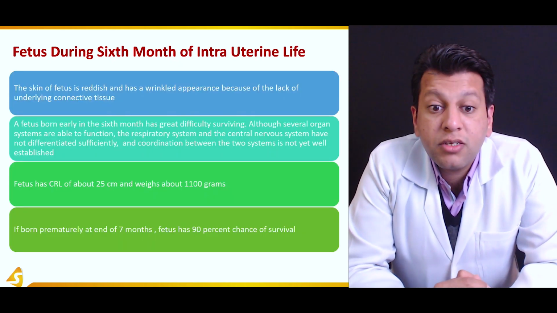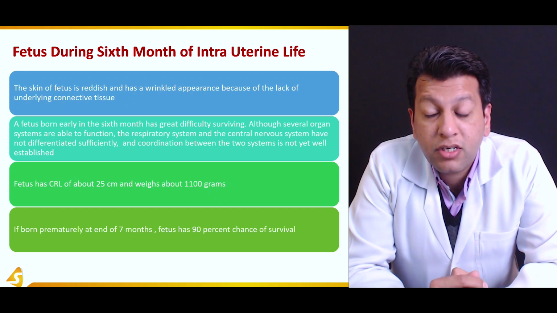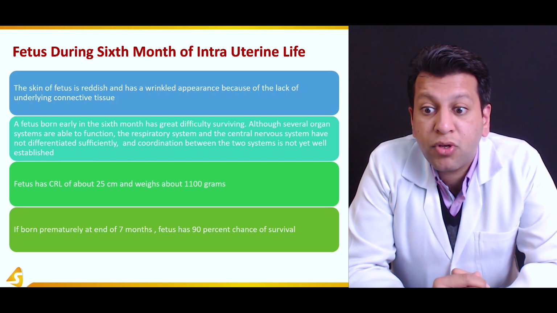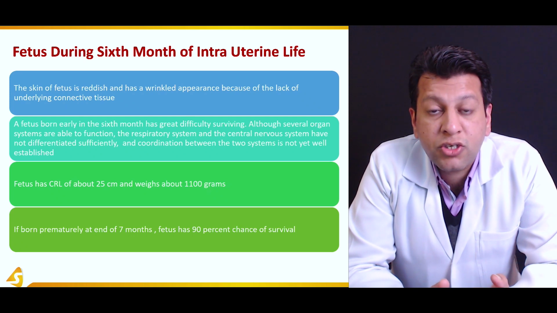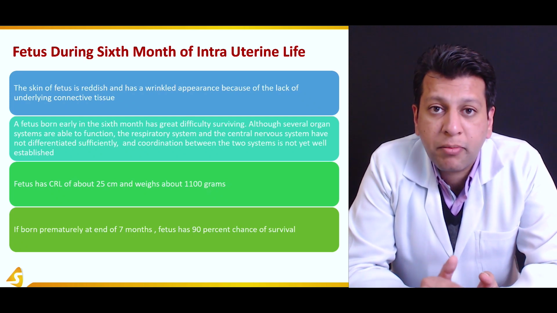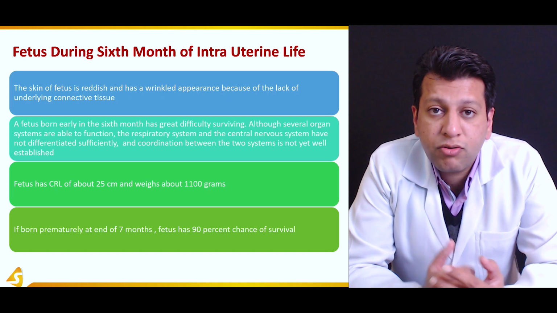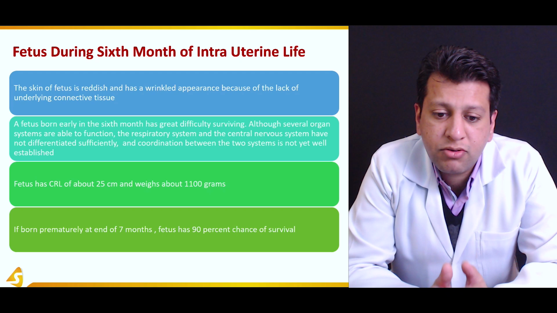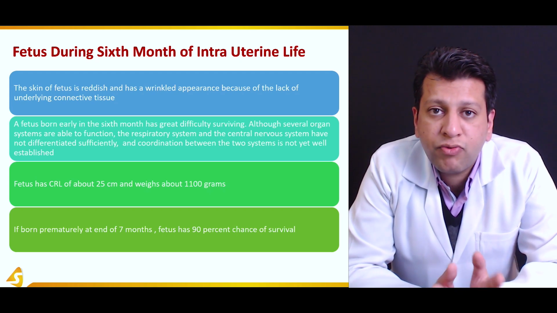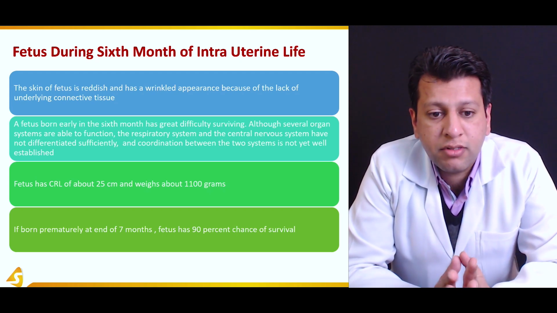So, what are the changes which occur during the 6 months of intrauterine life? The skin of the fetus is reddish and has a wrinkled appearance because of the lack of underlying connective tissue. During the 6th month of intrauterine life, the connective tissue is actually forming at this time. The skin is also forming, and not all the layers may be present, but gradually they are maturing into all those 5 layers which would be present at birth.